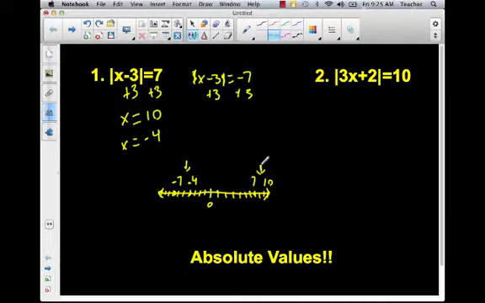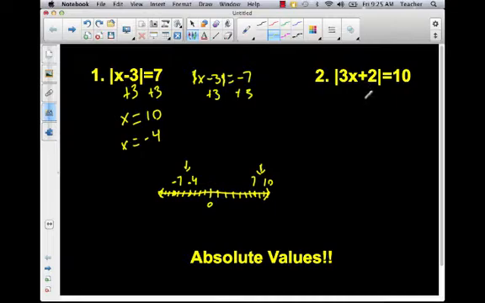So notice that between the negative 4 and the 10, if you subtract 3, you'll get to 7. So it's either 7 or negative 7. That's why there's 2 answers. That's why absolute value problems work this way, because they're both 7 away from 0, basically. Okay, moving on. I hope that helped.